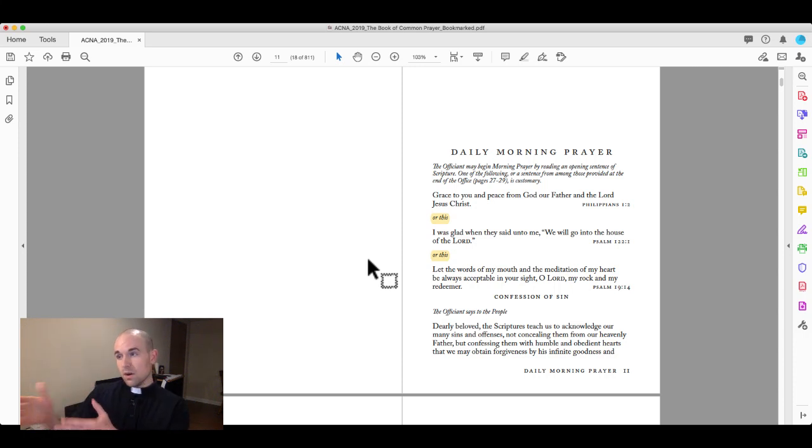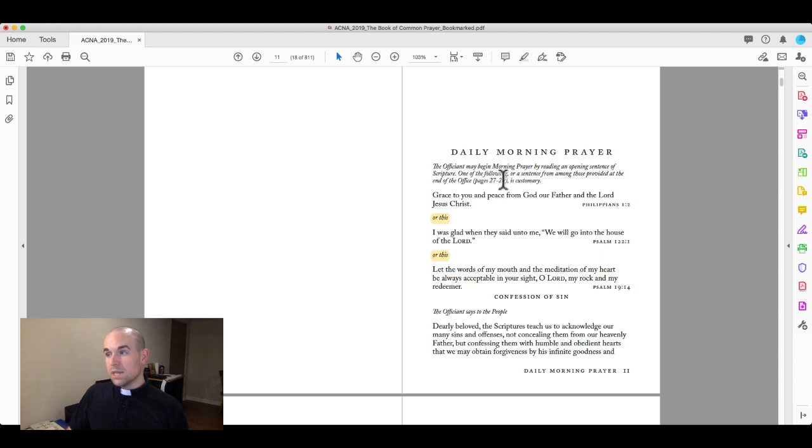Okay, so here we see the opening sentences of Scripture that are said at the very beginning of the prayer service for morning prayer. So you're given 3 options that you can use at any time there. So you can just pick one, say it, and then keep moving, right? And it also even gives you even more options.